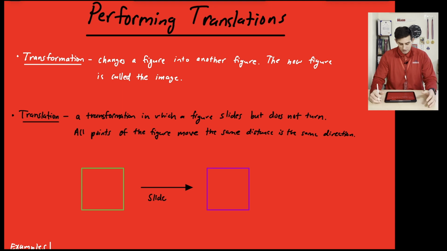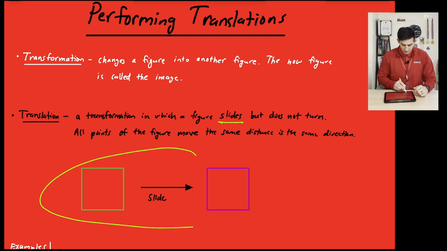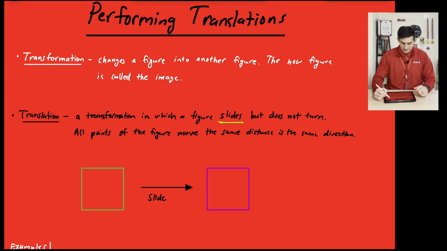So what does a translation do? It slides a figure, but it does not turn it. The orientation of the two shapes should be the same, because all we are doing is shifting left, right, up, down, or sliding the shape. All points of the figure move in the same direction and the same distance as well. So if we're moving right 3, left 4, up 2, down 5, all points of the shape, all vertices, will move the same distance in that same direction. We see an example here: a square that we are just sliding to the right.